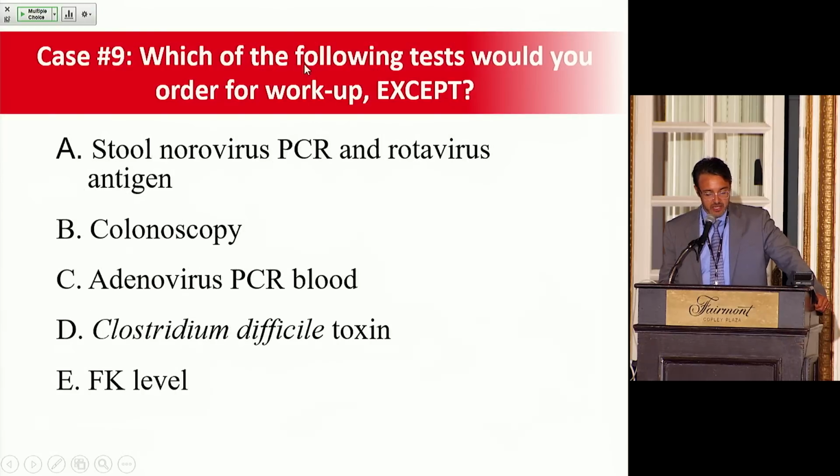So which of the following tests would you order for workup, except: a stool norovirus PCR and rotavirus antigen, a colonoscopy, adenovirus PCR in the blood, Clostridium difficile toxin, and FK level?